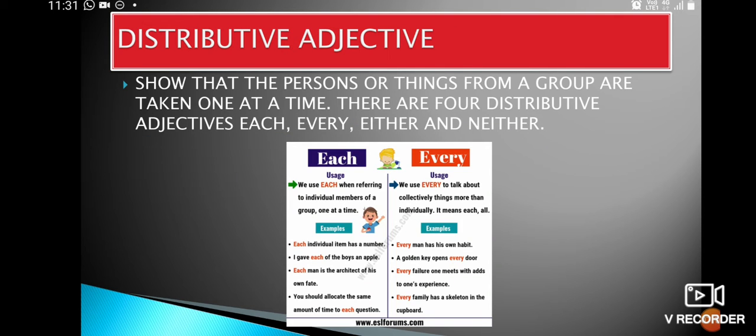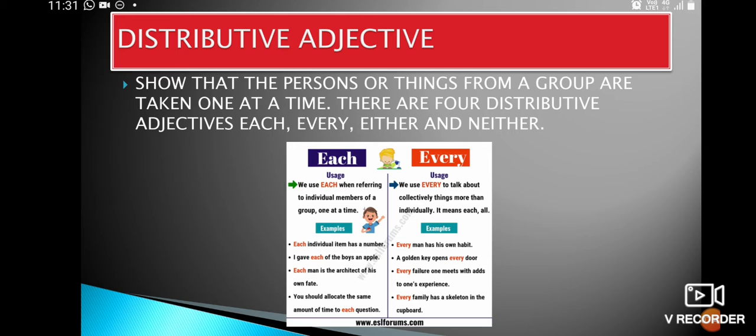Distributive adjectives show that the persons or things from a group are taken one at a time. So there are 4 types of distributive adjectives: each, every, either and neither. Either is used when we have to choose one and neither is used for none.